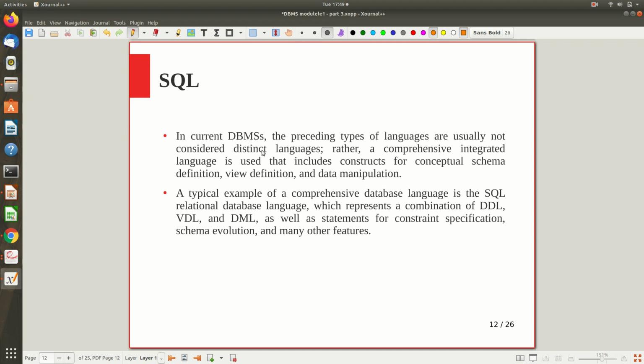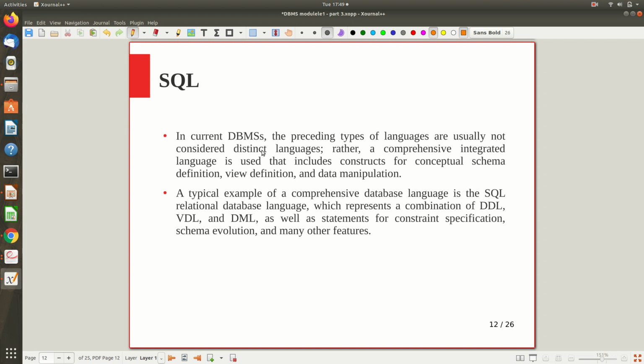A typical example of such a comprehensive language which can do manipulation, definition of conceptual, view, schema, everything, is called SQL, particularly the SQL relational database language. There are relational and non-relational databases. Typically most of the traditional applications are working on SQL relational database language. Anyway, what is this relation? It's a mathematical concept, we will see those things.